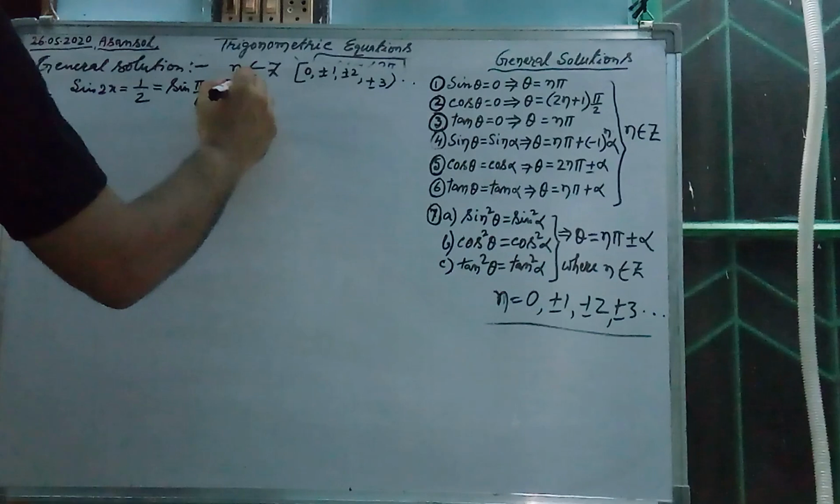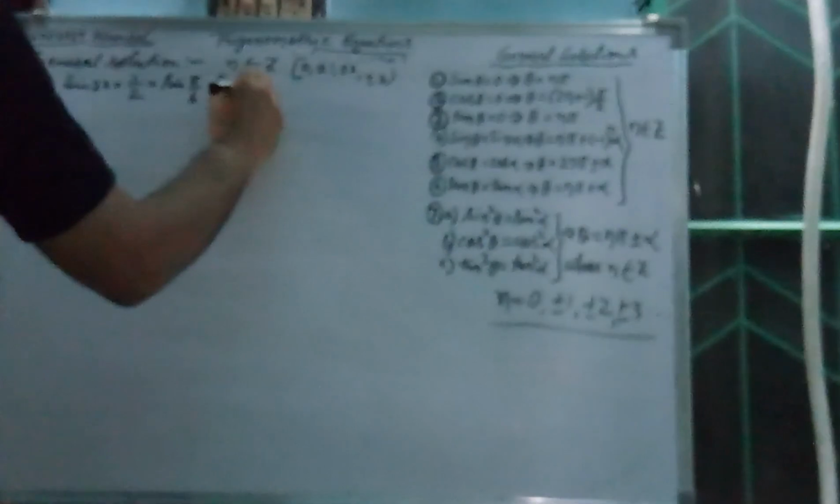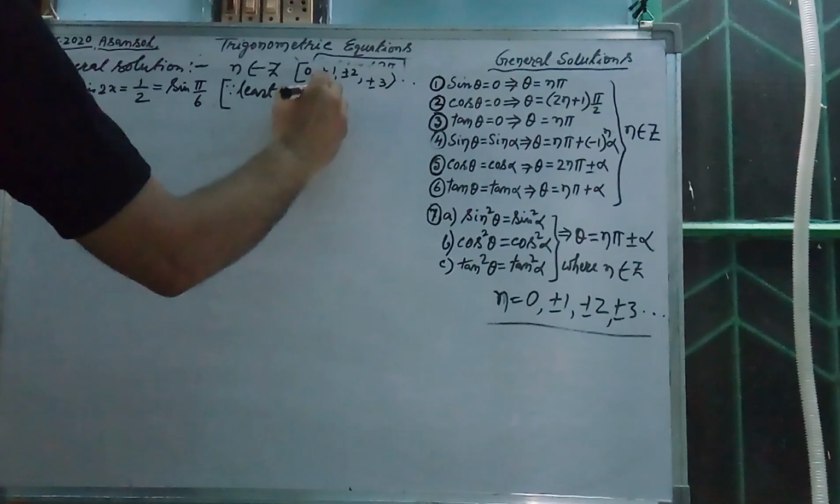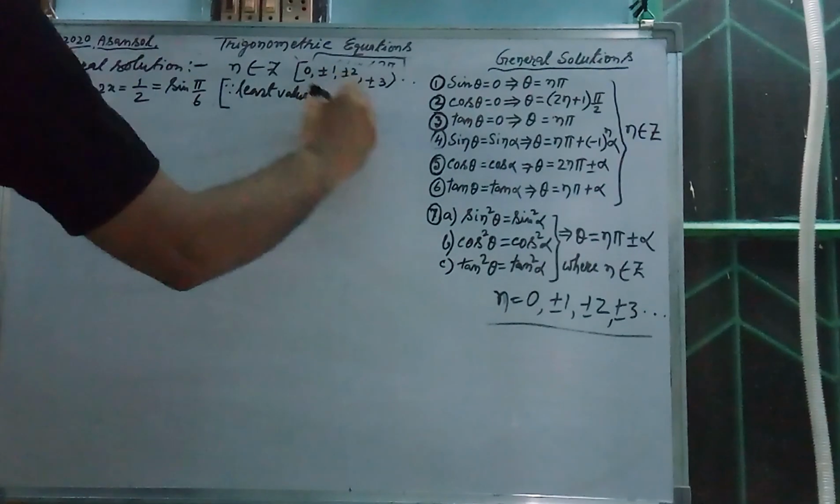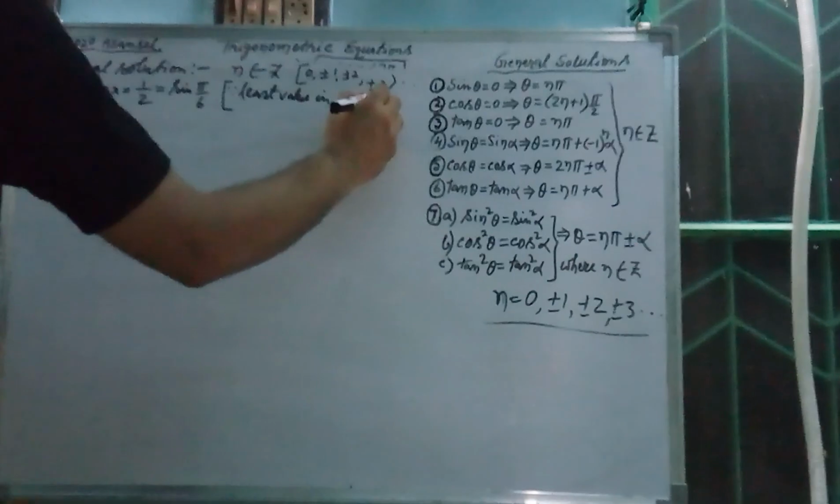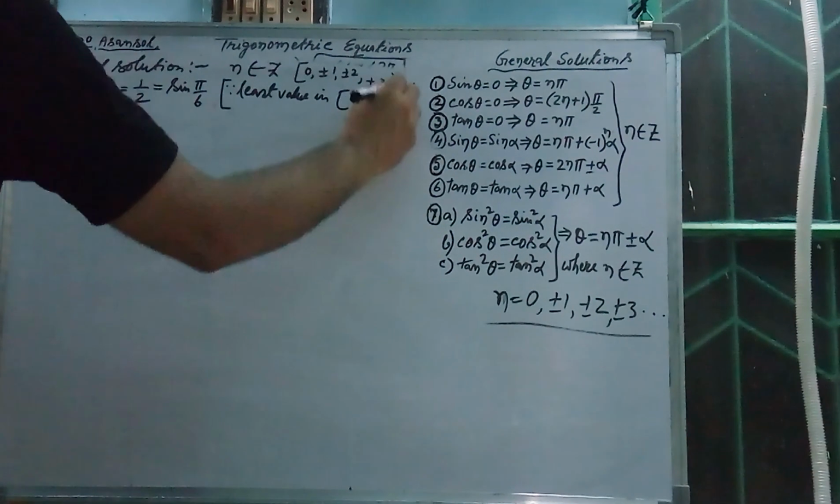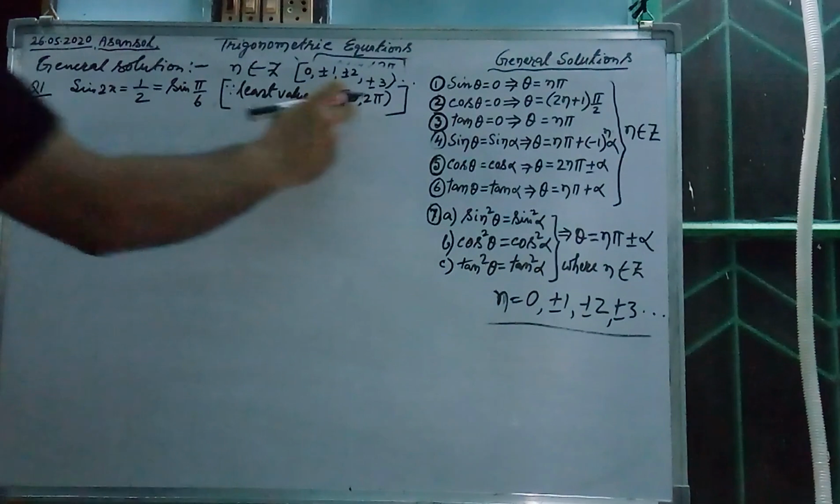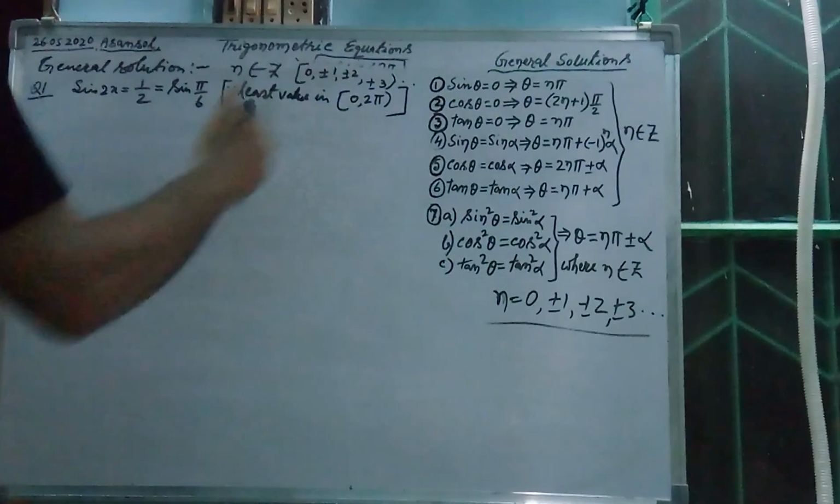See, we will always take the least value. We will always take the minimum value, the least value in 0 to 2 pi. Sin 2x equal to sin pi by 6, least value in 0 to 2 pi. So what may be the other values?